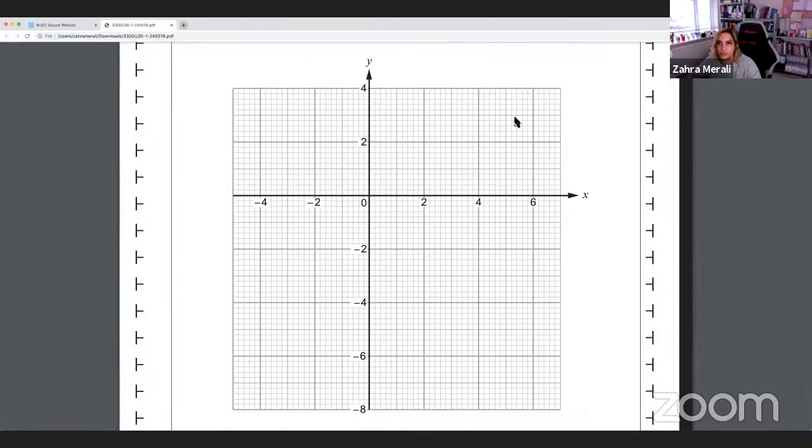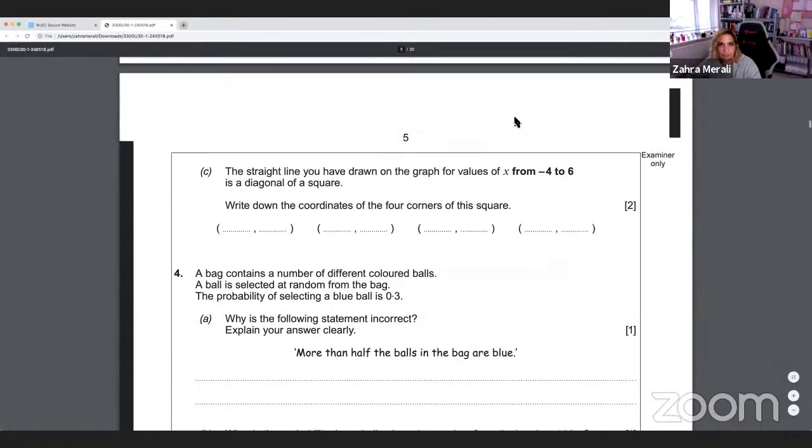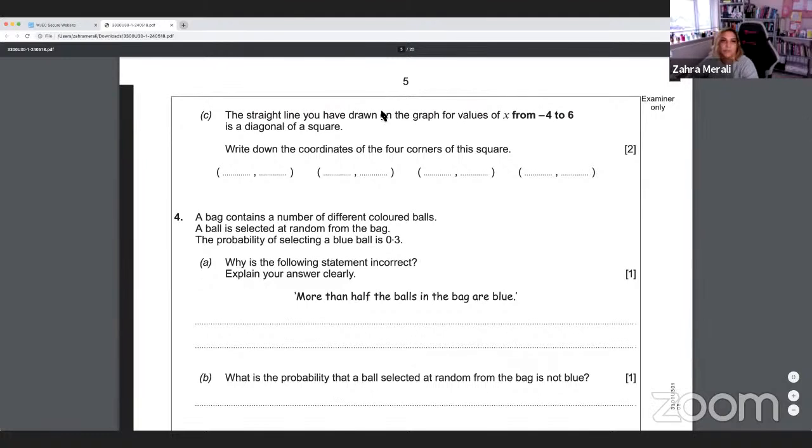Okay, next question. The straight line you have drawn from your graph is a diagonal of a square. Write down the coordinates of the 4 corners of this square. Okay, well, 2 of the corners are going to be the corners that you plotted. And then the others will be as you go straight up. So you'll have this in front of you, it'll be easy to see, but these are your corners. You just draw your square in. Okay, -4 and 3.